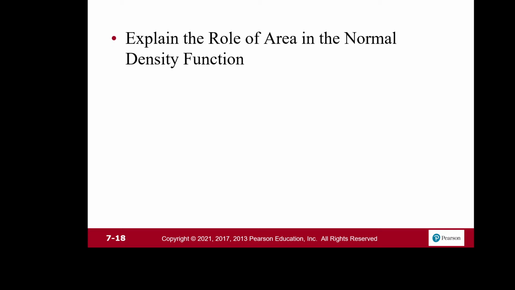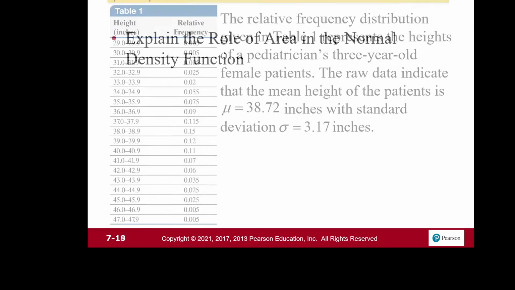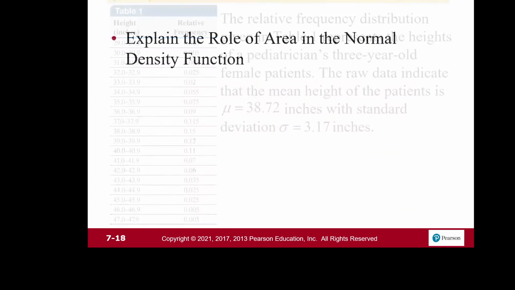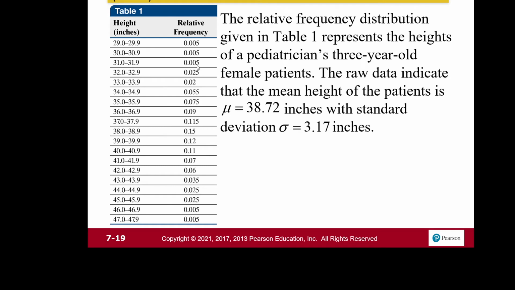All right, so here it says explain the role of area in the normal density function. There's quite a lot of ways to calculate the area. Sometimes we can even use tables to do it. So here we have this frequency distribution table, and it represents the heights of pediatricians' 3-year-old female patients. The raw data indicate that the mean height of the patients is mu 38.72 with a standard deviation of 3.17.